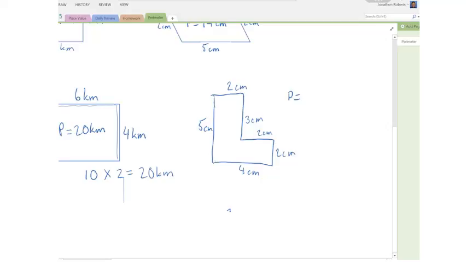So I will have 5 plus 4 is 9, plus 2 is 11, plus 2 is 13, plus 3 is 16, plus 2 is 18. So my perimeter is 18 centimeters.